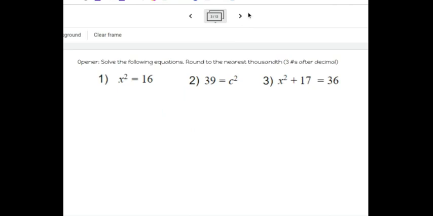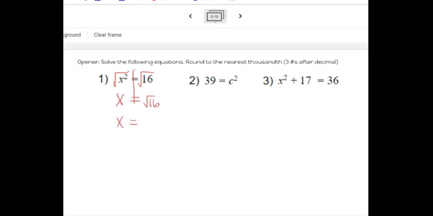So here is the opener at the very top of page 13. It says to solve the following equations. So number 1, the variable is x. We want x by itself. Everything else is away. The only thing we can do to get rid of that squared is take the square root. So x equals the square root of 16.